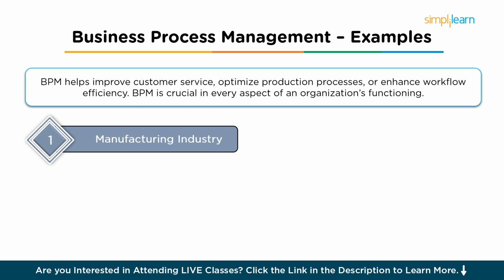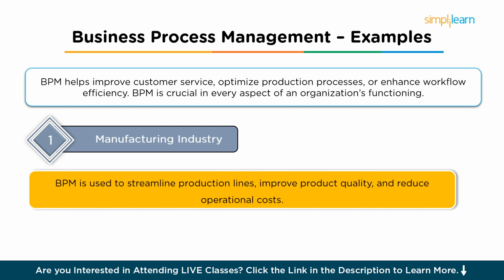Example 1. Manufacturing industry. In the manufacturing sector, BPM is used to streamline production lines, improve product quality, and reduce operational costs. A company might utilize BPM to monitor and optimize its supply chain processes, from the procurement of raw materials to the delivery of finished goods. By identifying bottlenecks in the production process, BPM tools enable the organization to eliminate waste, reduce cycle times, and improve the overall efficiency of manufacturing operations.